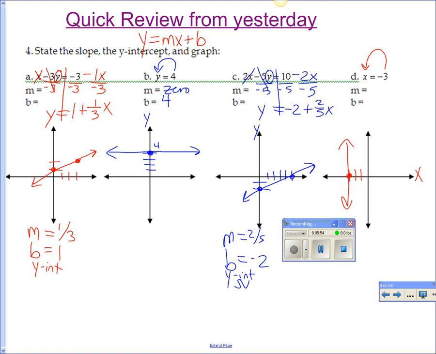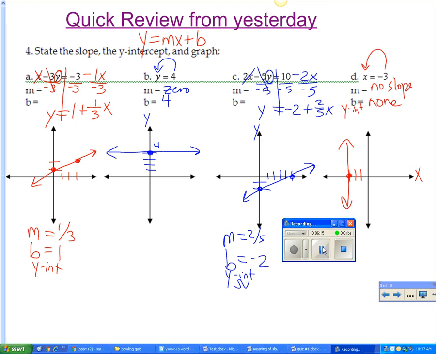Okay. James, what kind of slope does that one have? No slope. Natasha, what does B stand for? What word? Y-intercept. Guys, where does this one cross the Y? Nowhere. All right, so there's none. There's no Y-intercept, okay?